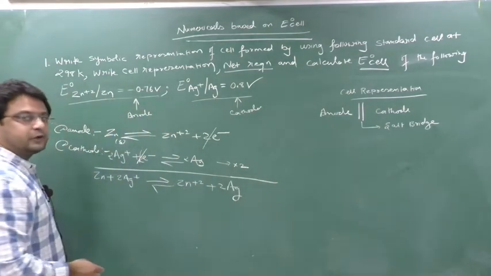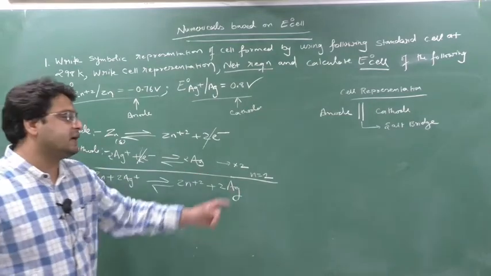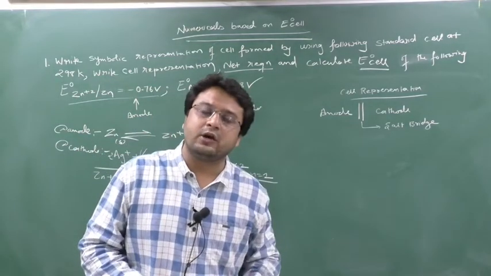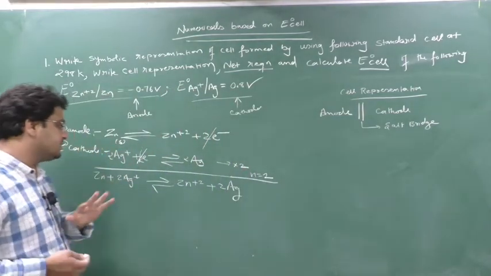Here how many electrons are transferred? Beta 2. So here the number of electrons transferred is 2. So n represents the number of electrons transferred. Why am I writing it now? I am writing because in further classes we are going to see it in the Nernst equation. So here n is equal to 2.